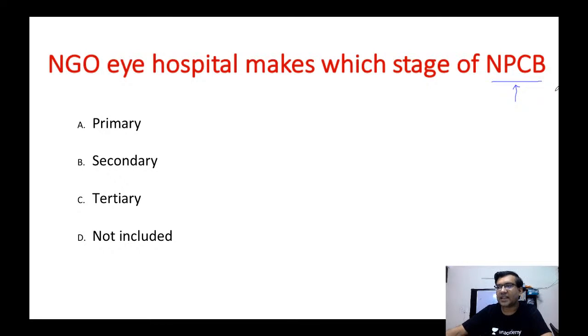It tells you that there are 3 stages of eye hospitals in India: primary, secondary and tertiary. The primary means that they are at the grassroots level. The primary refers patients to the secondary, and if you have a complication or some rarer disease, then it goes to the tertiary eye care center, which is also a training hospital. So my question here is, NGO eye hospital makes which stage of NPCB? Can you just do a blind guess? Like Lions Club, Rotary Club, these are NGO eye hospitals. So they come under the secondary. Very good, Shubham.